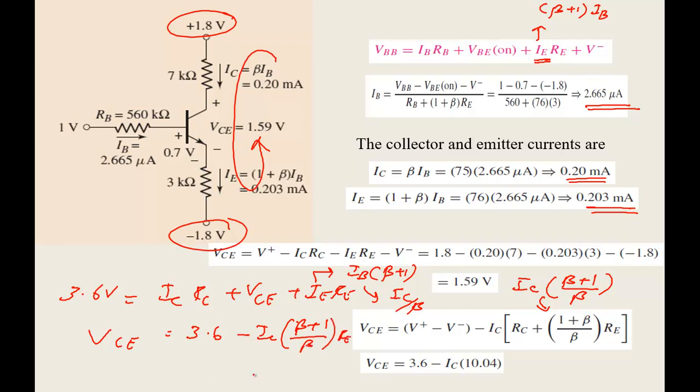Okay, substitute that one, you will get VCE is equal to 3.6 minus IC into 10.04. IC is basically 0.02 milliampere, so you will get 0.02 into 10.04. It will be in terms of milliampere, so 10 power minus 3. So we calculate that and you can find out the answer of how much you have. Okay, fine. Is that okay?